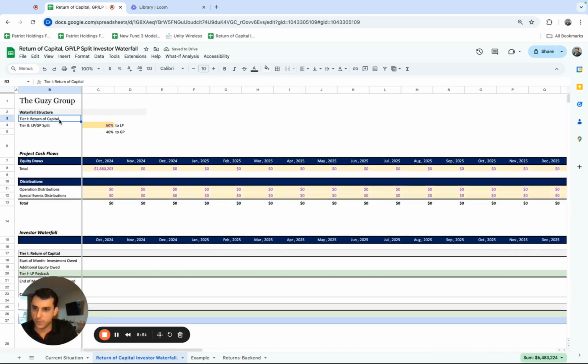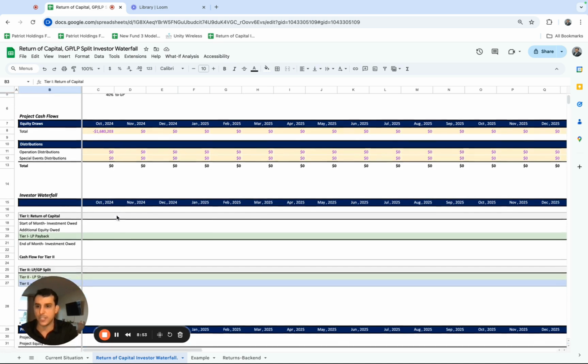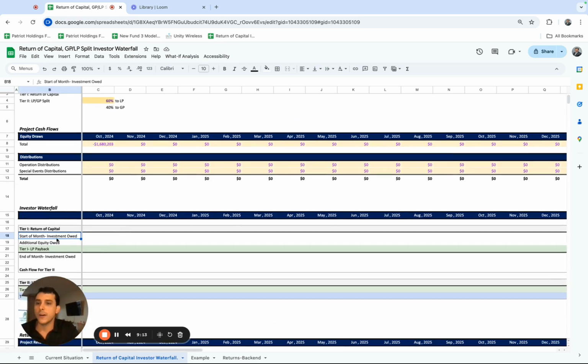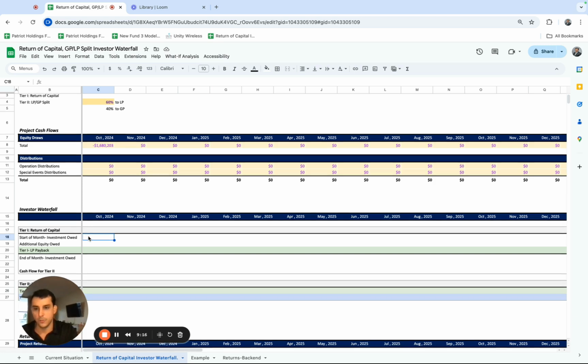So we said the first thing, remember, tier 1, return of capital. We got to return the investor capital. So what you're doing here, you're going to build something that's similar to building, let's say, a mortgage calculator where you're just paying down the loan. You know, you're starting with a certain amount, maybe $5 million, and you're just paying it down. The same logic applies to this. So basically, start of month: what is the investment owed? Well, when you're starting the project, the very first day before you raise the money, it's zero.